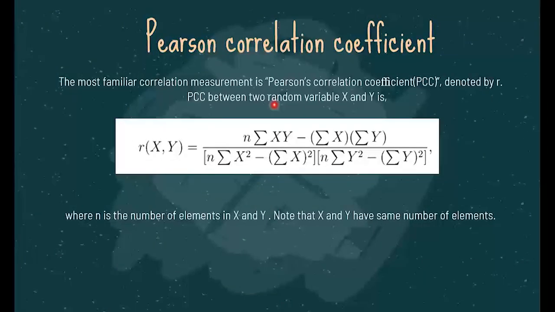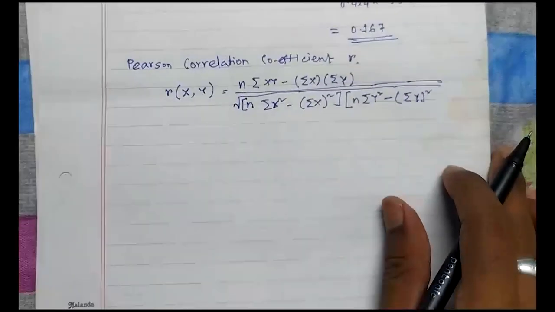Now, the most familiar correlation measurement is named after its inventor, Pearson. It is known as the Pearson correlation coefficient, or PCC. It is denoted by R. The formula goes like this: R of x and y is n, the number of elements, into summation of xy minus summation of x into summation of y, divided by the square root of n into summation of x square minus sum of x whole square, into n summation of y square minus sum of y whole square. This is the formula for the Pearson correlation coefficient.